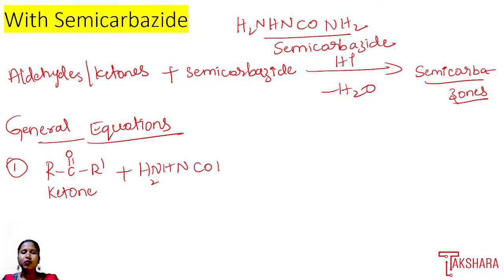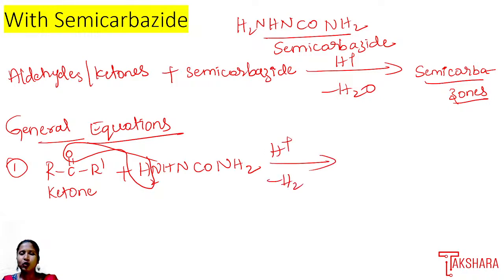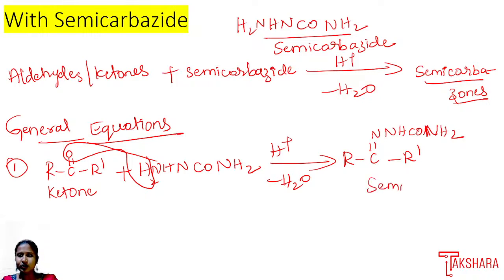NH CONH2, in the presence of an acidic medium, H2 and oxygen combine and minus water is removed, and we get RC double bond N NH CONH2, and again R dash. So the product name is called semi-carbazone.